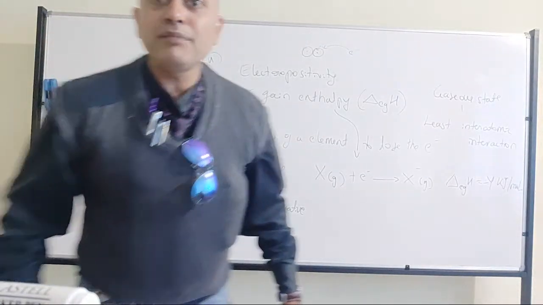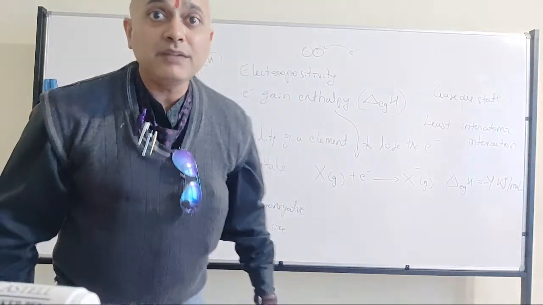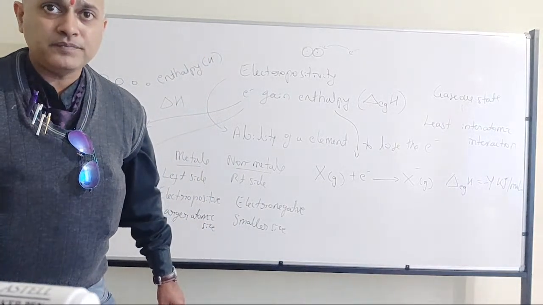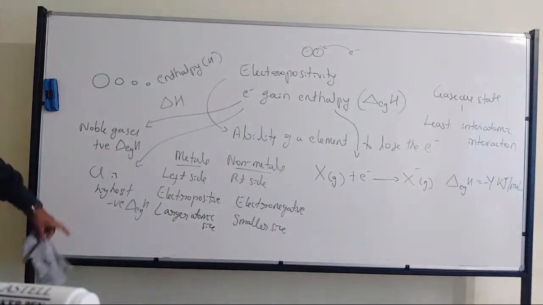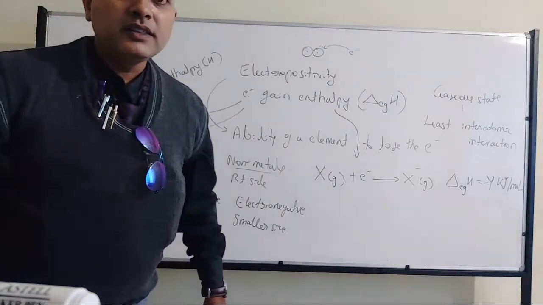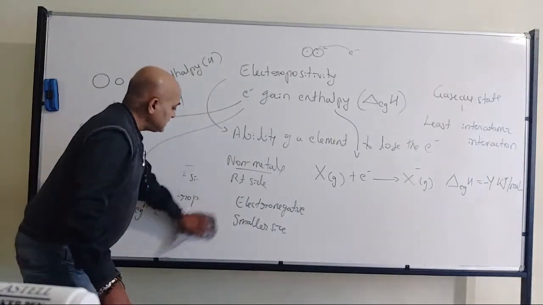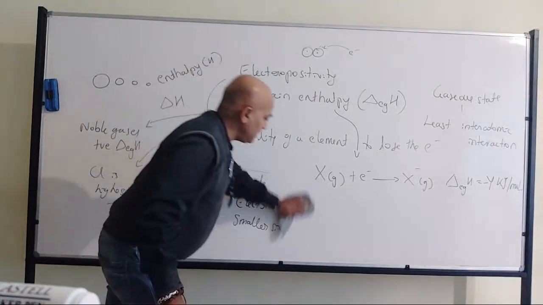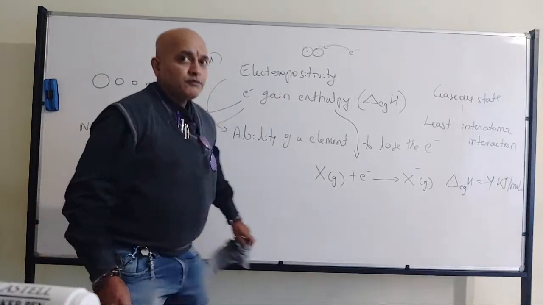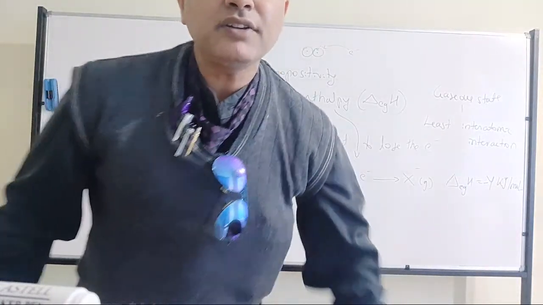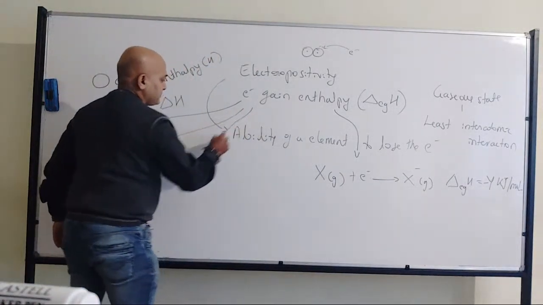Which can be those elements with the least negative value? Halogens will be with high negative value, and among that chlorine is the dominating one, right? Now when it comes to other elements, which is having the least negative electron gain enthalpy value? Very good, Ashish. That should be alkali.